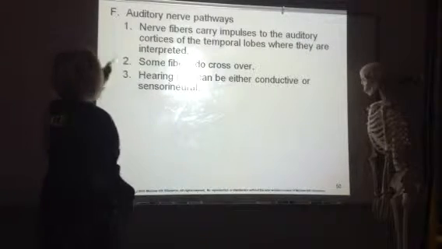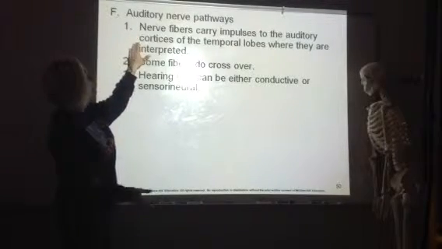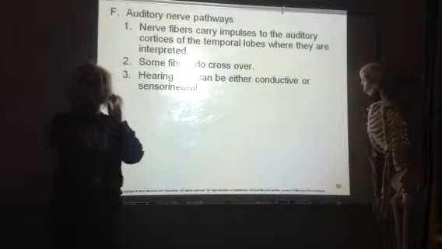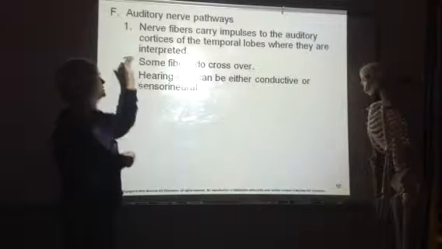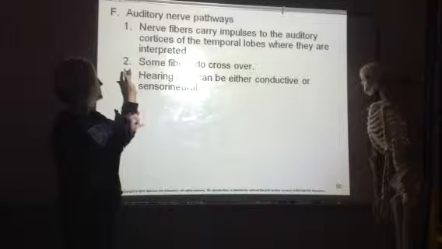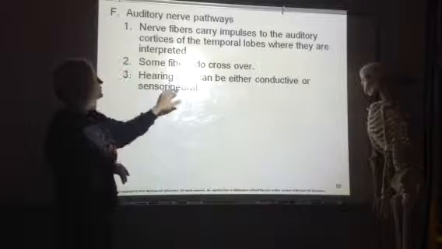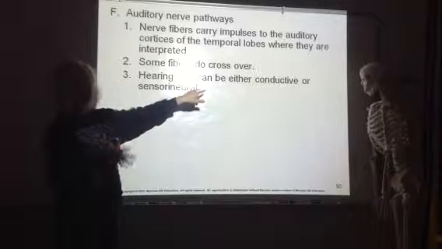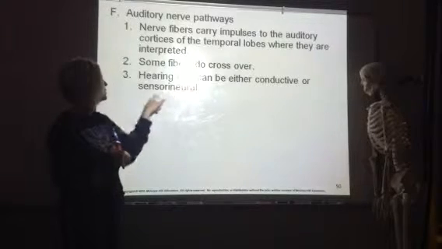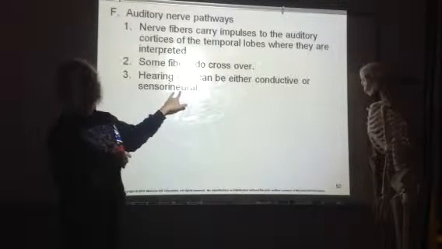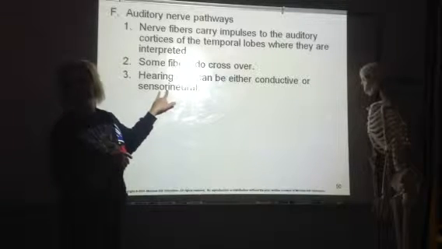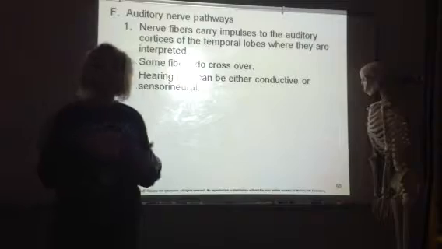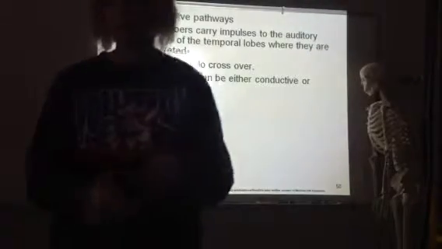So then those nerves are going to pick up the impulses, and they're going to take it to the temporal lobe, so your hearing occurs just a little bit above your ears in your brain. Some of the fibers cross over, and hearing loss can either be conductive, so caused by something close, or sensorineural, and that's what I was talking about. Sensory overuse can lead to hearing loss.